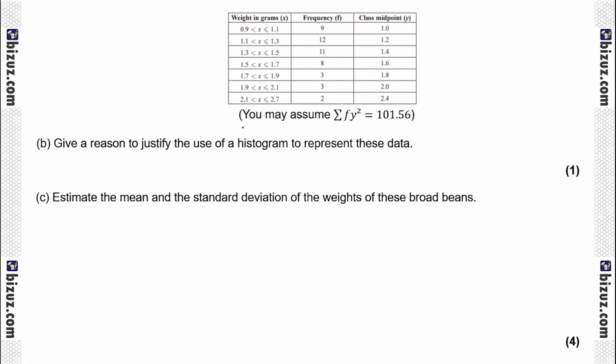So the table here is for reference. We're moving on to part B. The table again is just for reference. Give a reason to justify the use of a histogram to represent these data.